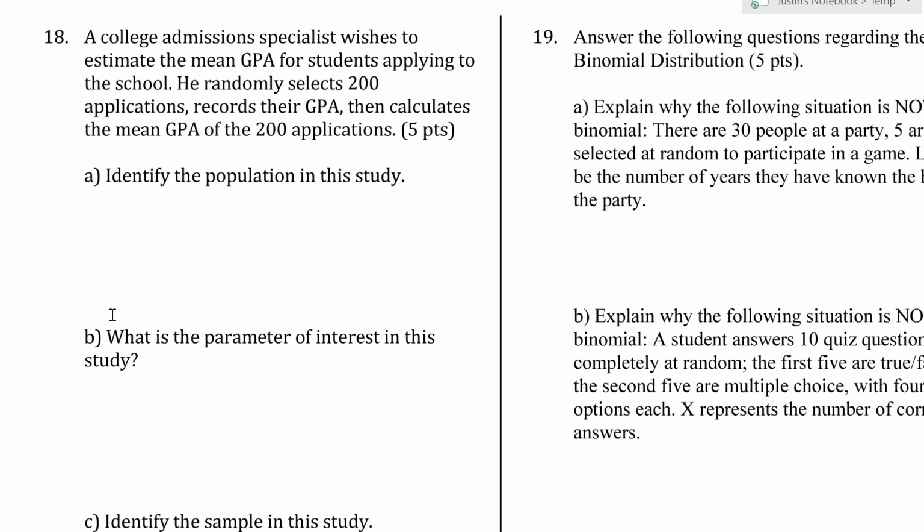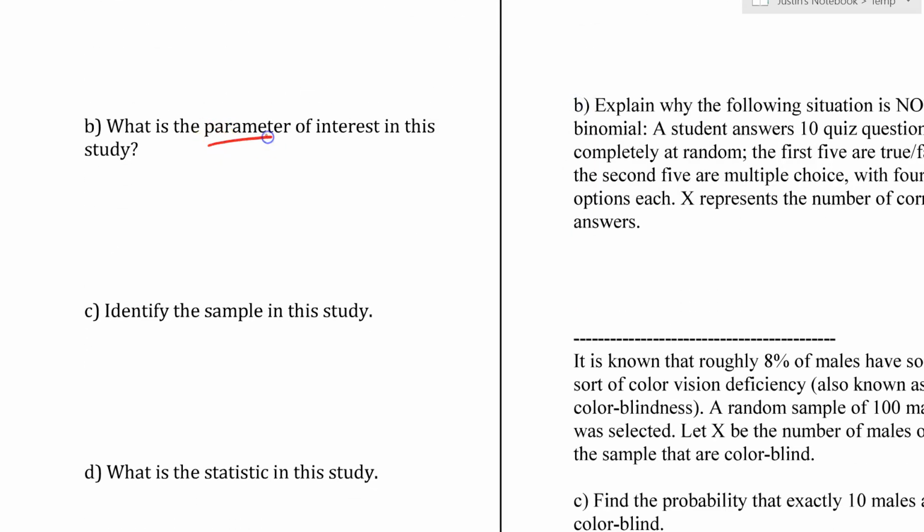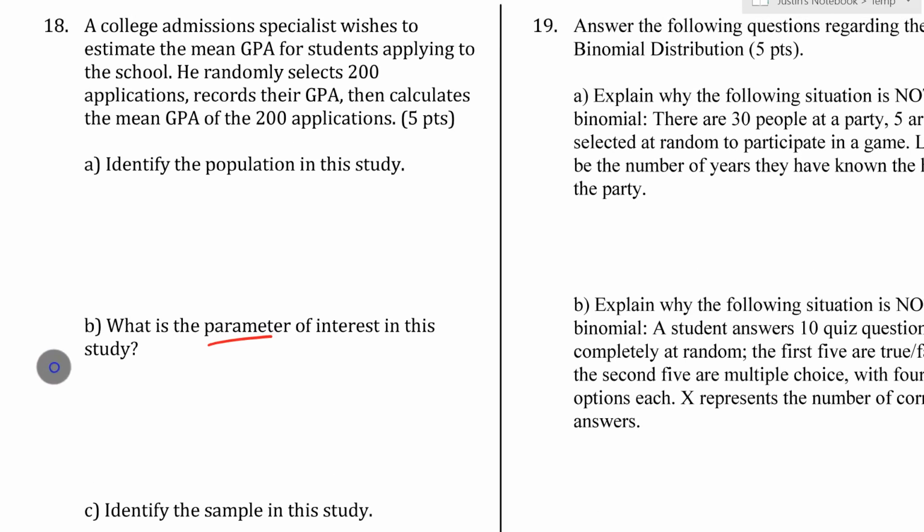The population and the sample are the groups or the lists of the data. So the population would be all the GPAs for everyone applying to the school, versus the sample is just the 200. Now, how is that different from the parameter and the statistic? Those are the calculations. What is the thing that we're actually interested in, or the calculated measurement of the population or of the sample? So let's start by writing these out.